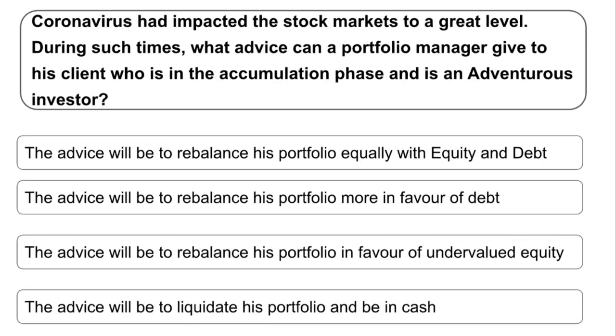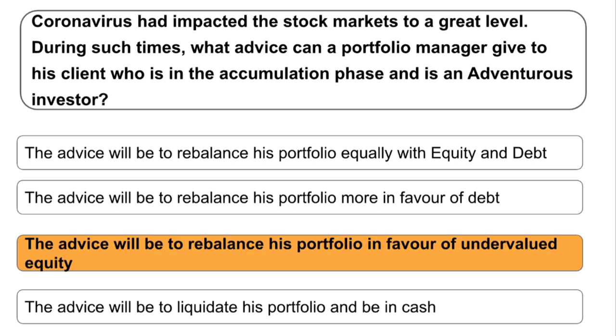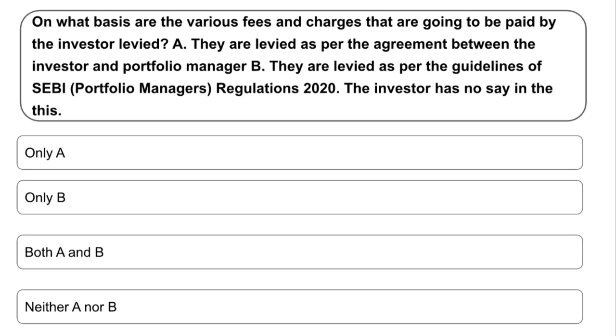Coronavirus had impacted the stock markets to a great level. During such times, what advice can a portfolio manager give his client who is in accumulation phase and is an adventurous investor? Options are: A, the advice will be to rebalance his portfolio equally with equity and debt. B, rebalance his portfolio more in favor of debt. C, rebalance his portfolio in favor of undervalued equity. D, liquidate his portfolio and hold cash. The correct answer is rebalance his portfolio in favor of undervalued equity. Going to the next question.